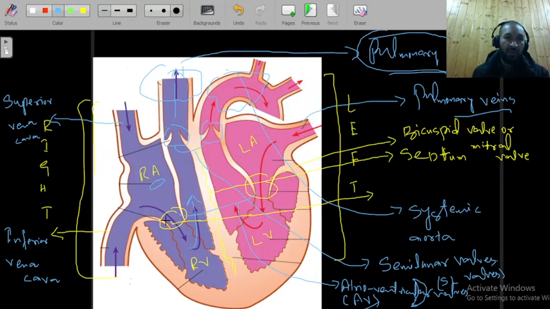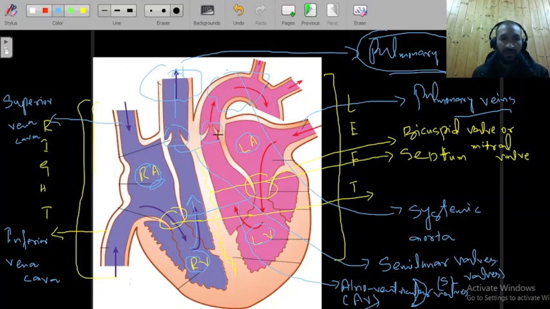Tricuspid valve exists between the right auricle and right ventricle. Bicuspid valve exists between the left auricle and left ventricle, and that's also referred to as the mitral valve. And in the arteries, there exist semilunar valves. So this is the pulmonary semilunar valve, and this is the aorta semilunar valve.